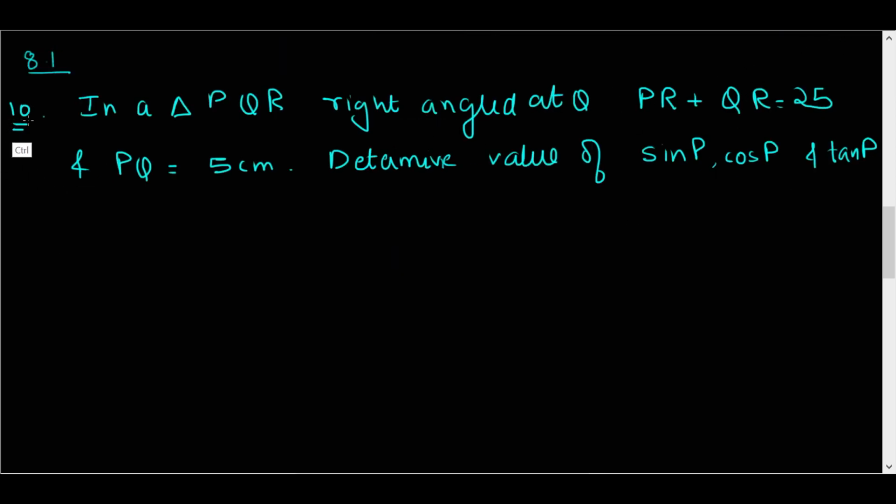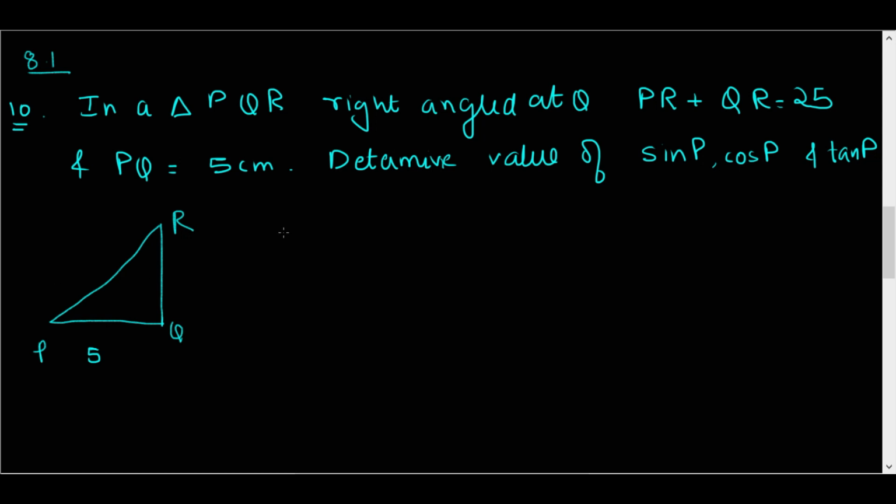So this is the next question. In a triangle PQR, right angled at Q. So I have a triangle PQR where the 90 degree is at Q. So it's given to us that PR plus QR is 25. PQ is 5. Determine the values of sin P, cos P and tan P.